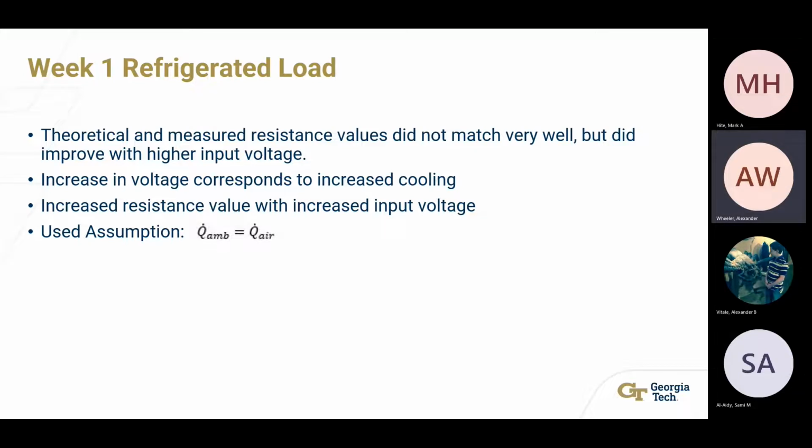Some takeaways from our experimental values: the theoretical and measured resistance values did not match very well, but they did improve and got closer with higher input voltages, but the theoretical resistance value was still outside of the uncertainty bounds. The increase in voltage also corresponded to an increase in cooling, meaning a decrease of the T load of the block, which was to be expected. This was all found, again, using the assumption that the ambient heat transfer is equal to the air heat transfer.